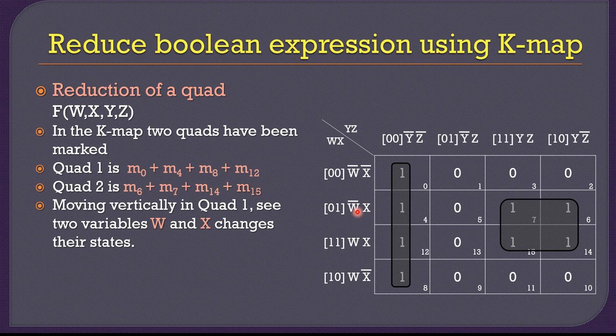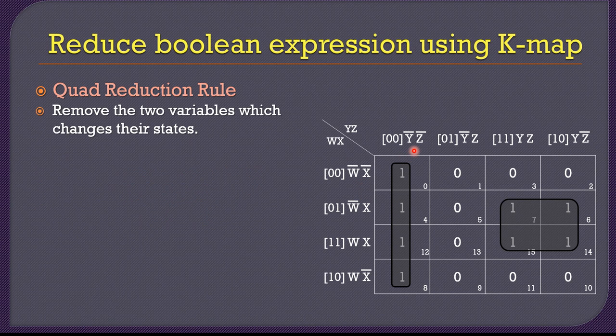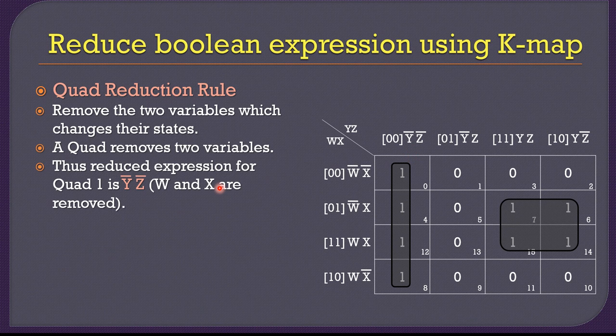In the same way, from the second row to the third row, w' has changed its state to w. That means w also can be removed. So both variables on the left-hand side, w and x, can be removed because they change state throughout, and y' z' will be the same. You can see that the chord removes two variables. Thus the reduced expression for chord 1 is y' z', because w and x are removed as they change their state. This is for chord 1.